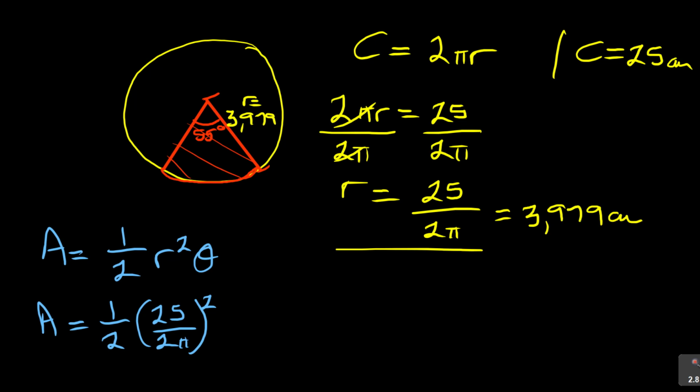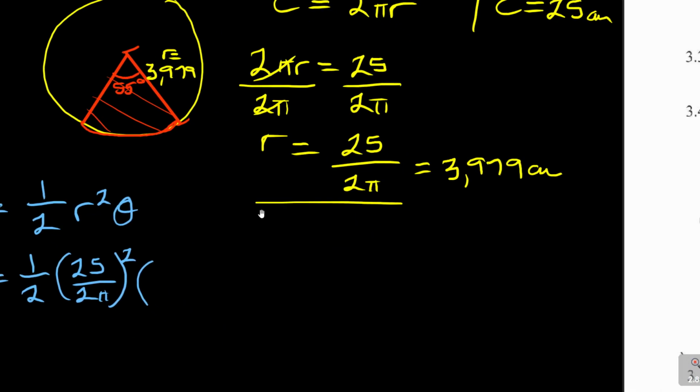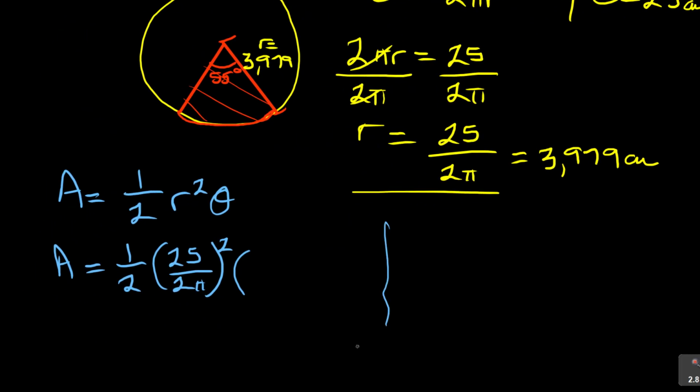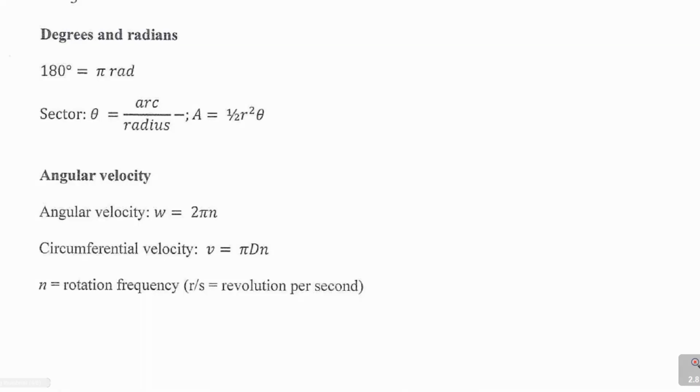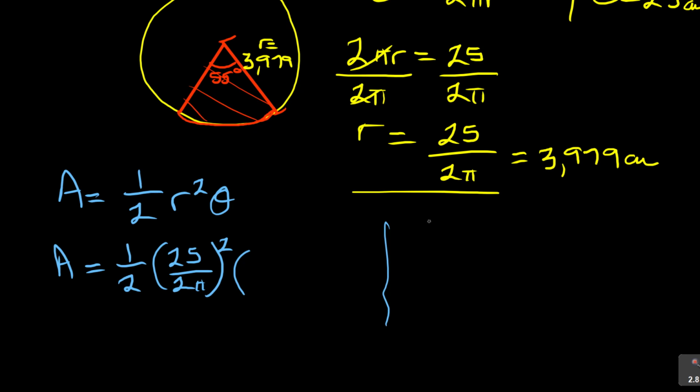Now be careful with theta. Don't say times 55 here, or you're tempted to say bracket 55. They'll penalize you. You need it in radians. So convert it first to radians. You ask yourself, how do you convert? There is a conversion from radians. See, there it is. 180 degrees is equal to pi radians. You use that formula to say 180 degrees is equal to pi rad.